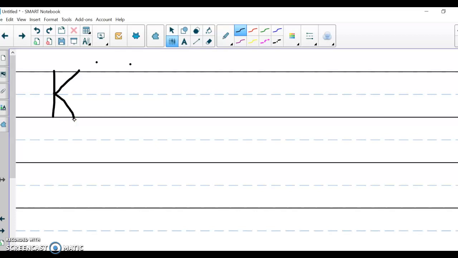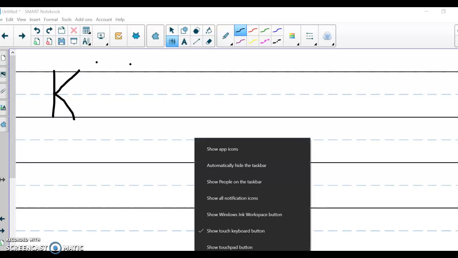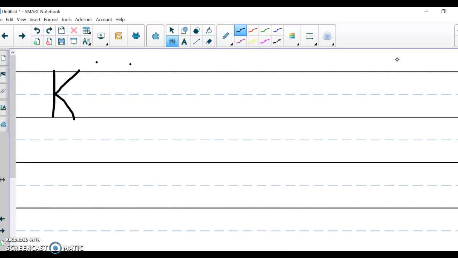And remember, the first letter of our name is always an uppercase letter because our name is a proper noun. Then the rest of my name is going to be written in lowercase letters. So the next letter of my name is an A. I'm going to start at the middle line for lowercase. I'm going to make my curve for my A. I'm going to go back to the top of the middle line and go the whole way down to the bottom line.